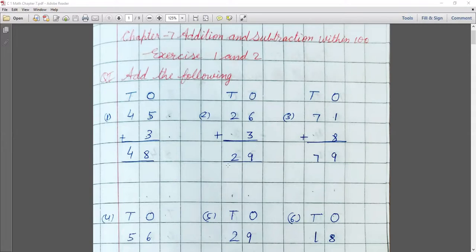And 2. Why do we write 2 here? Because here is nothing. It means 0. Then 7, 1 and 8. 1 plus 8 is equal to, when we add 1 to any digit, we write just the number after it. Okay, you got it. You all know. Very nice. That's why we write 9 here and 7.